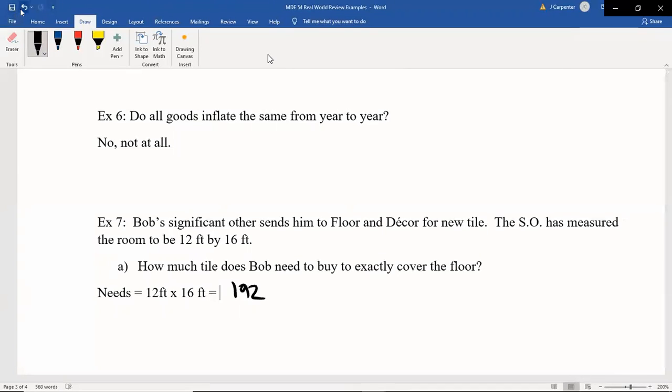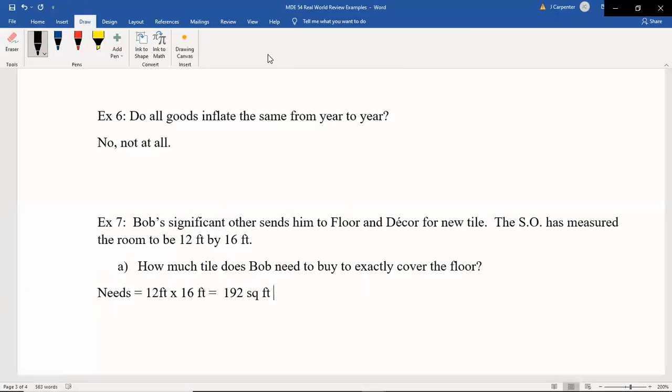Let's be consistent. 192 feet, question mark? No, feet would be wrong, because when you multiply units, you get units squared. We talked about that previously. So feet squared, or you can just call them square feet. So Bob needs to purchase 192 square feet of tile to cover this floor exactly.